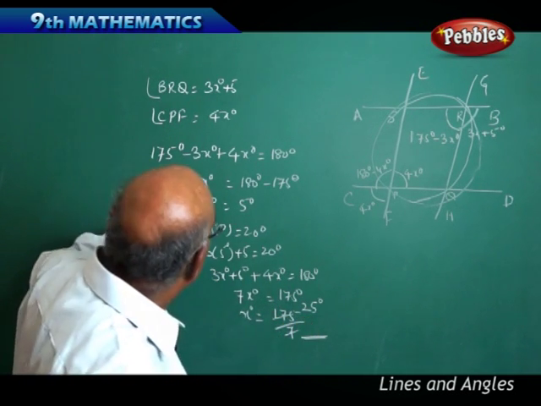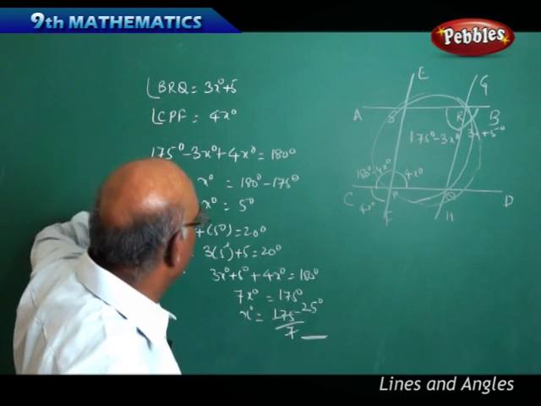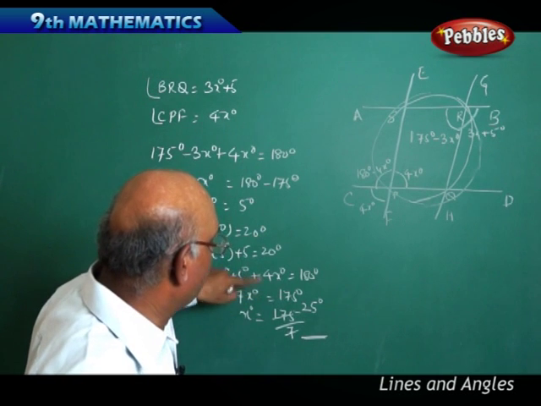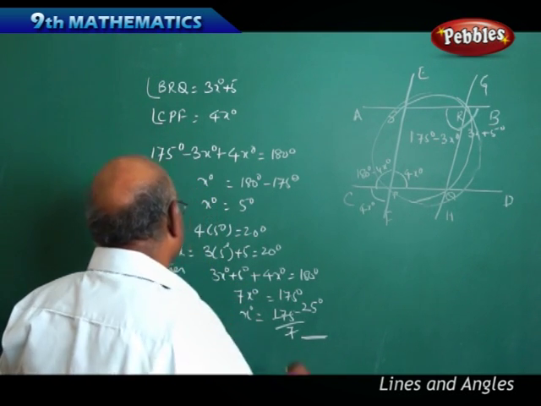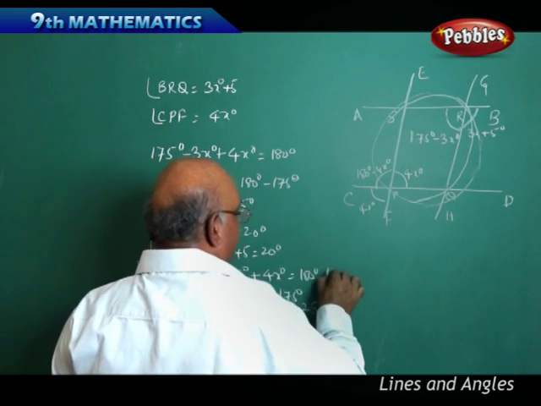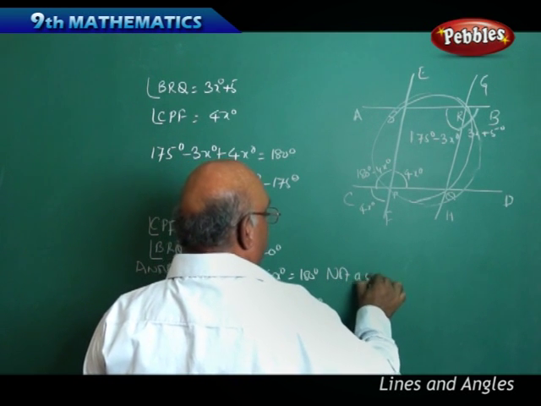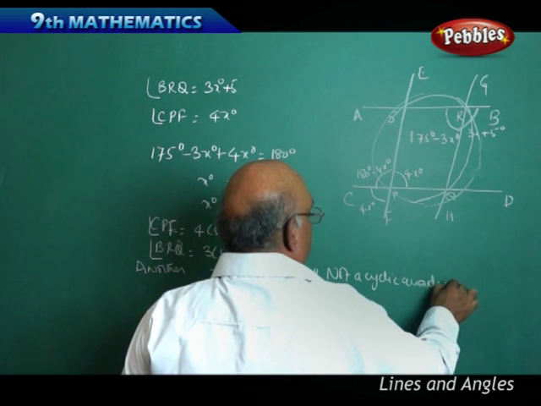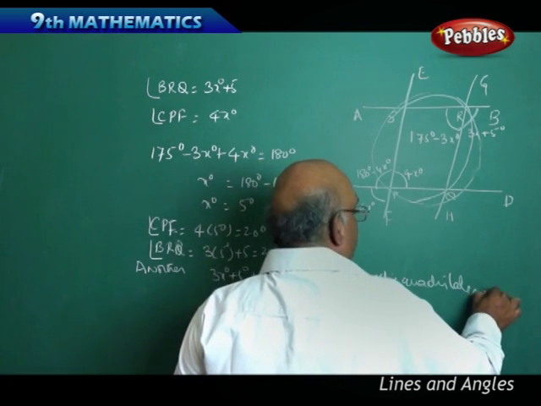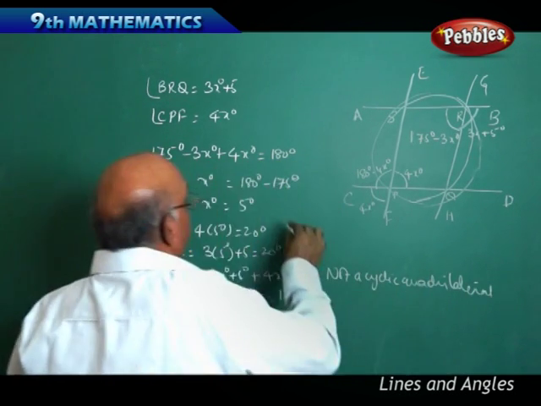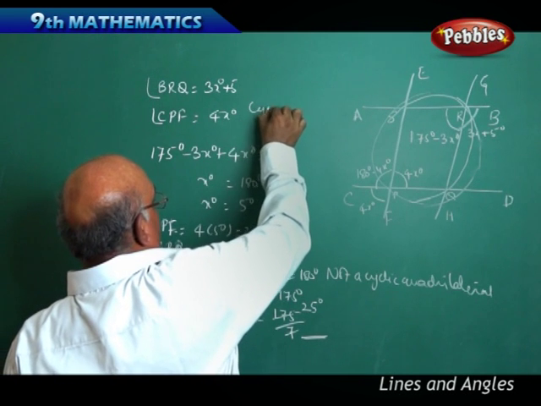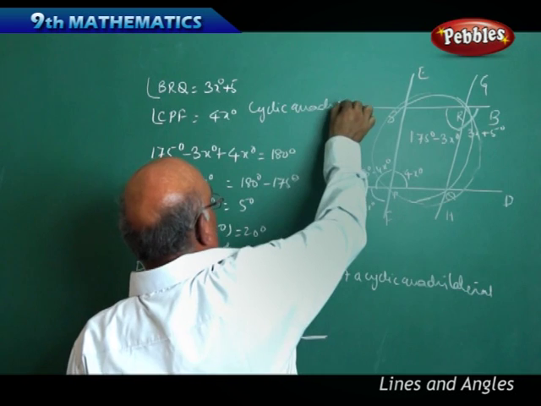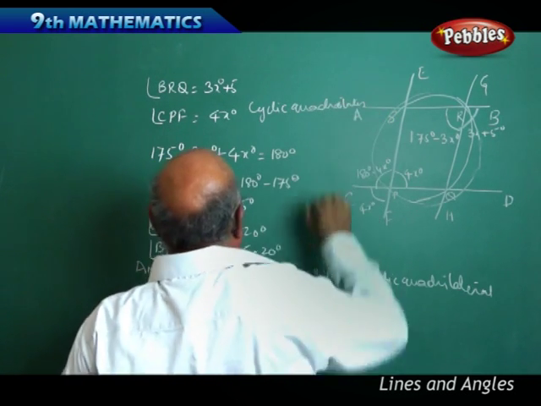Therefore, if I take it as a cyclic quadrilateral, then x is equal to 5 degrees. If I don't take it as a cyclic quadrilateral, then x is 25. This is the case of not a cyclic quadrilateral. In the case of a cyclic quadrilateral, we are going to get it like this.